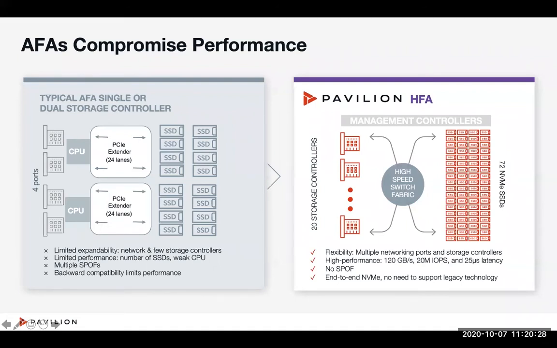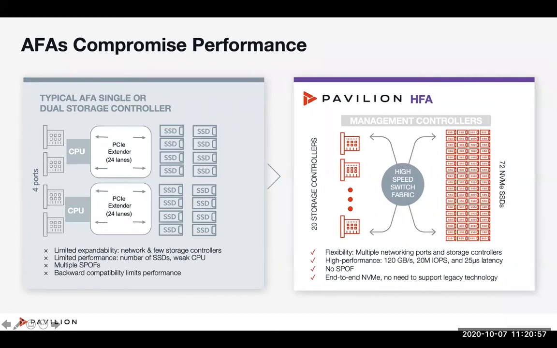And that's why the Pavilion HFA, our hyperparallel flash array, took a fundamentally different approach. When we went to design our array, we went back and looked at it and said, this just isn't working. So we went into the data center. What's the fastest thing in the data center? Well, that's going to be your network switch. So when we looked at it, we said this network switch is the only thing that can transfer terabits per second. So we designed our array around that type of fabric.